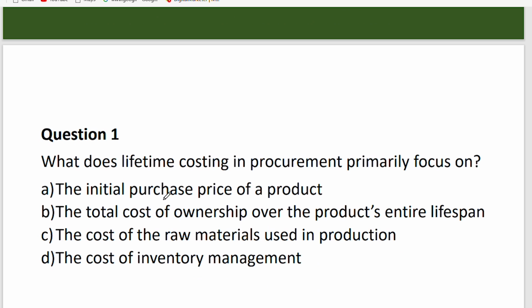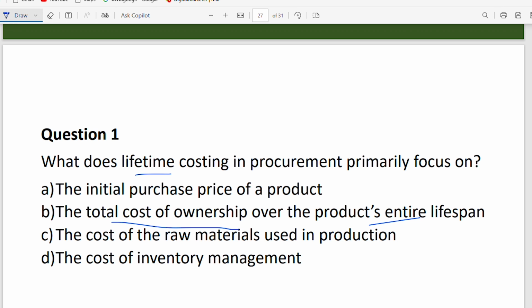And what do we have? What does lifetime costing in procurement primarily focus on? One, the initial purchase price of a product. Two, the total cost of ownership over the product's entire lifespan. Three, the cost of raw materials used in production, or four, the cost of inventory. Of course, it's lifetime. So total cost of ownership over the entire lifespan. So B, that's the answer.